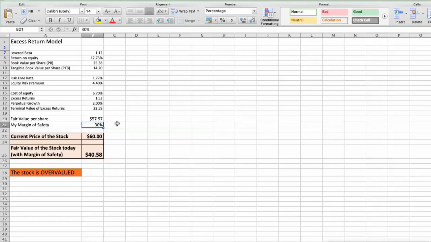According to our formula, the fair value of the stock is $57.97. When we apply the margin of safety to that value, the fair value of the stock would be $40.58. That's the price that I may want to pay for this stock.